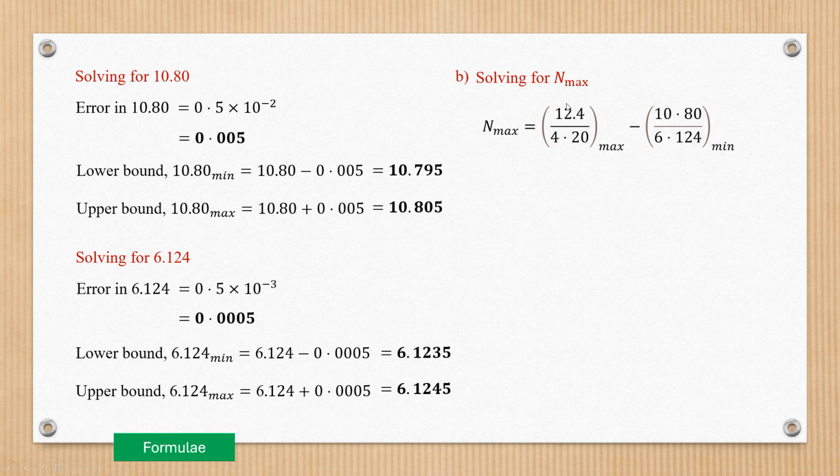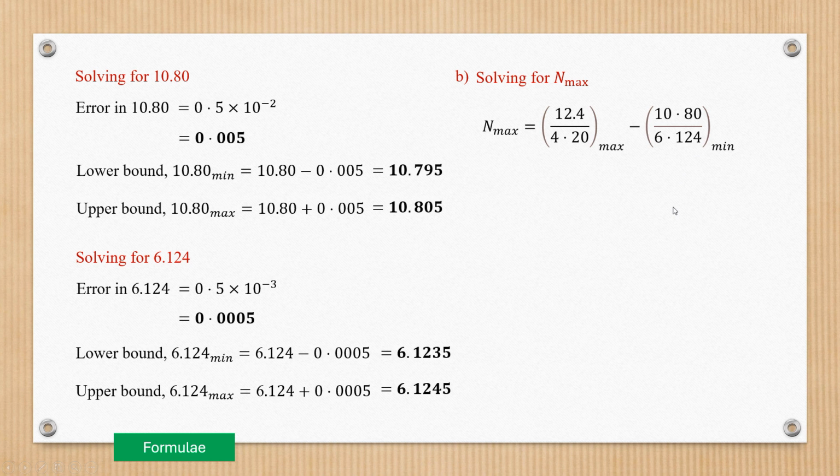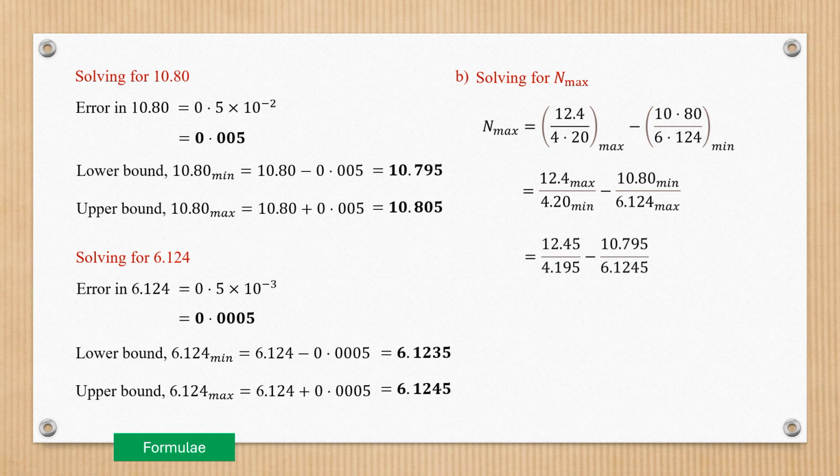Remember these are positive quotients. In quotients, when finding the minimum I look at min over max, and when finding the maximum I look at max over min. So now just do it as it's needed. I have 12.4 max over 4.20 min minus 10.80 min over 6.124 max. So these are the answers I'll get. When I plug this in, I'll have the answer 1.205226.